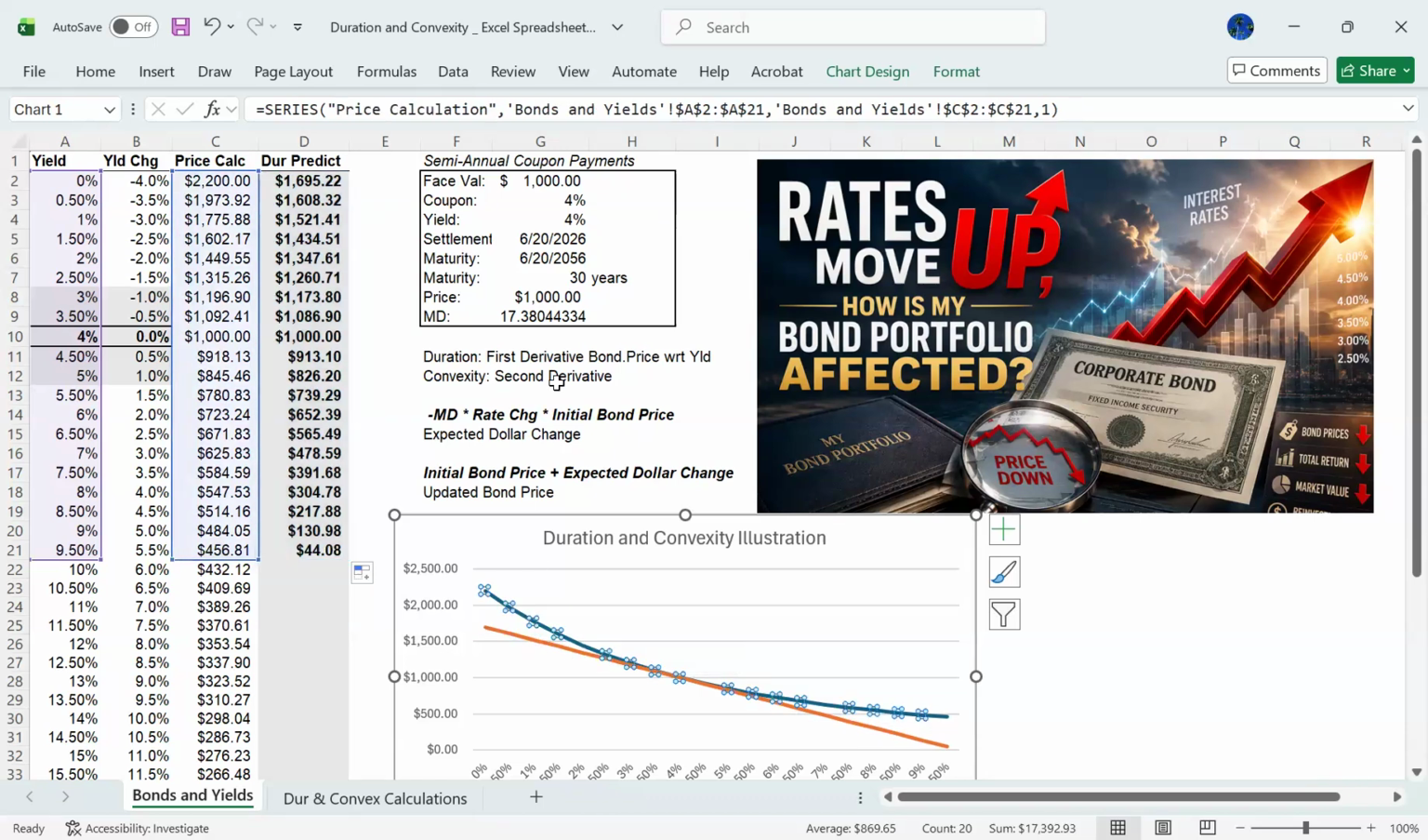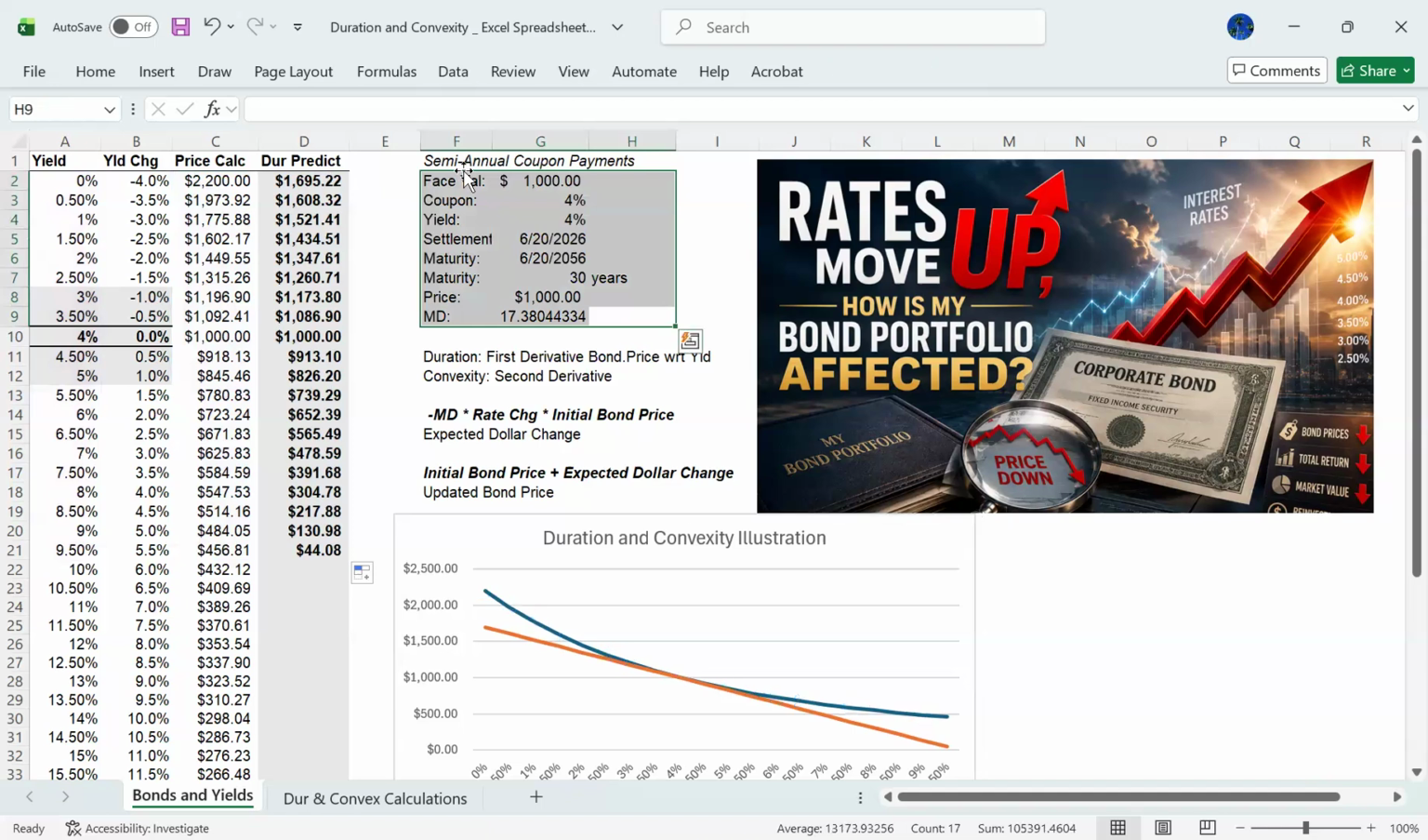Now, the thing is, what we have done here is possible for a single bond. But in the real world, you may be dealing with a portfolio where you have hundreds of bonds. So then you would need to repeat this table and this table 100, maybe 200 times.